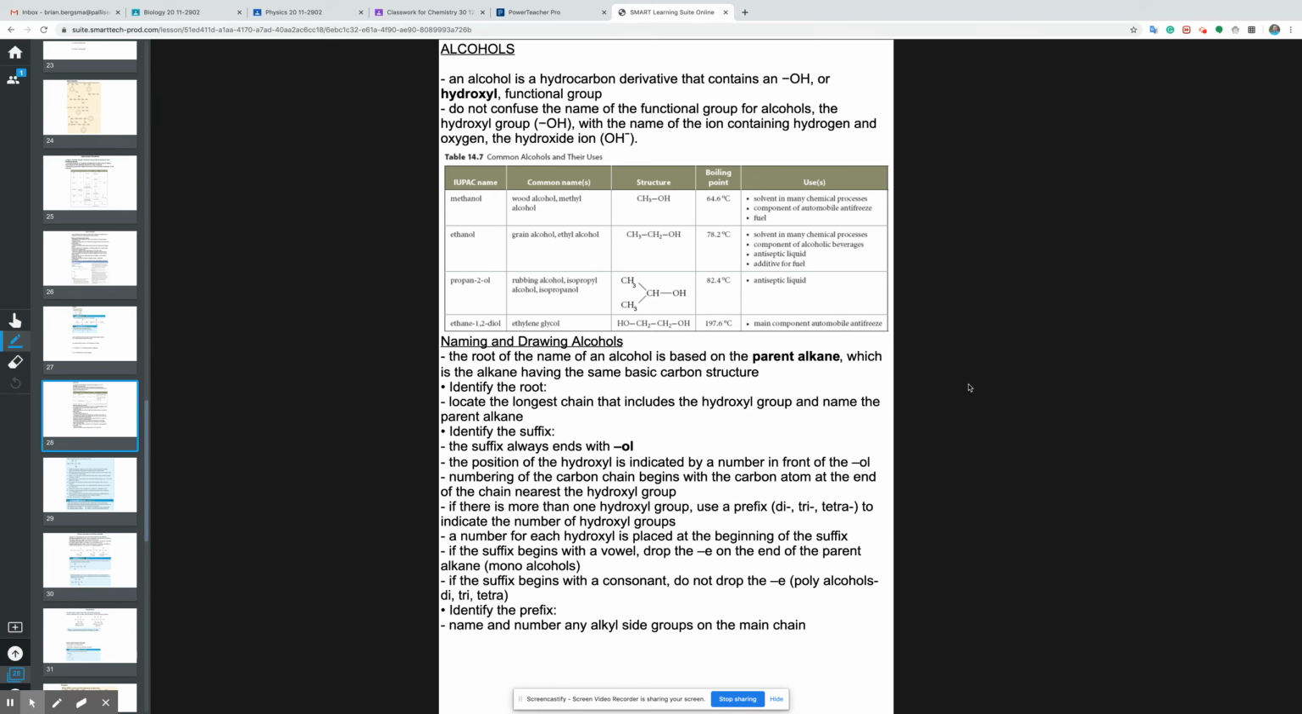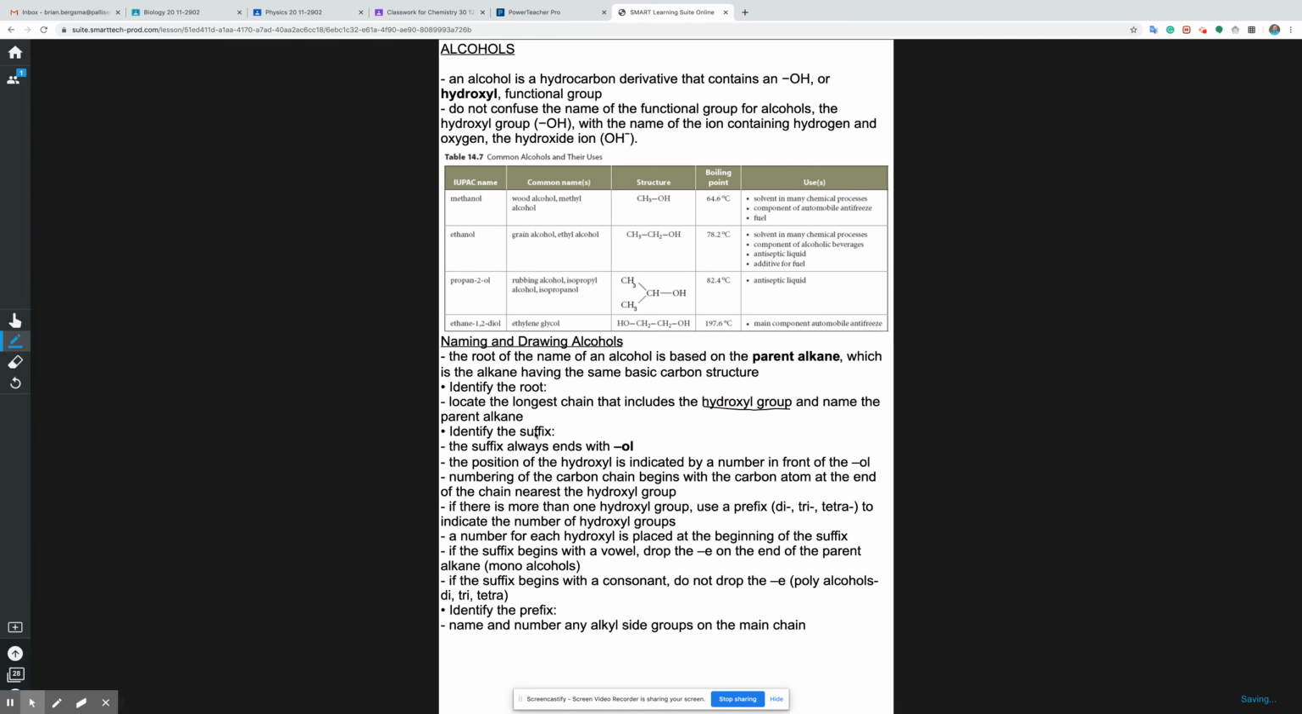So, naming and drawing alcohols. The root name of the alcohol is based on the parent alkane, which is the alkane with the same basic carbon structure. So basically, you're finding the longest chain that includes the hydroxyl group and naming that parent chain. The suffix will always end in OL, so the last two letters of alcohols will be OL.